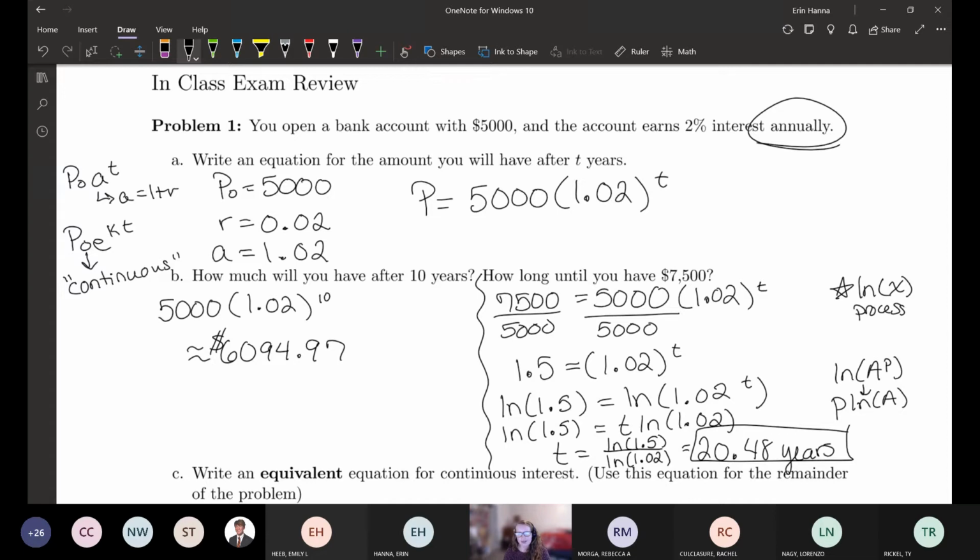Which almost makes sense because after 10 years we had gained $1,000, and it's not going to be linear like that, so you don't get $1,000 every year. So since we got $1,000 in 10 years, it makes sense that about 20 years would get us $1,500 from what we started with.